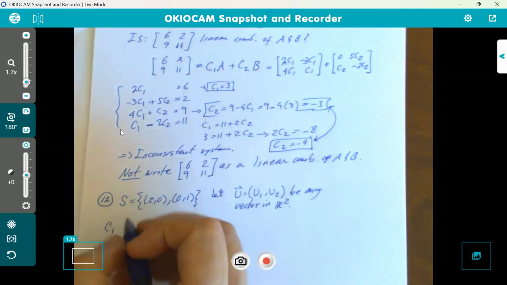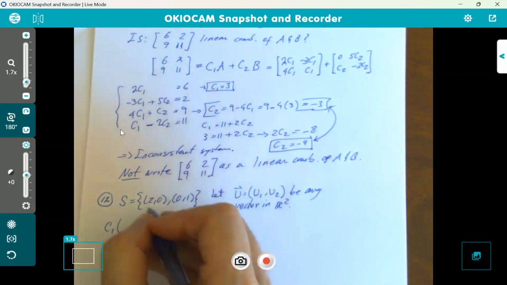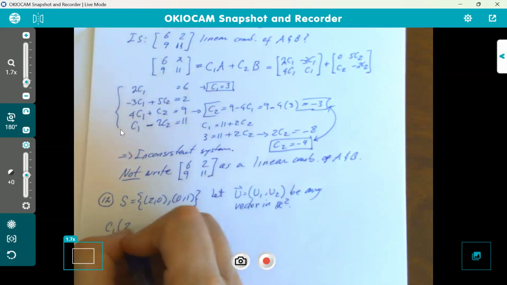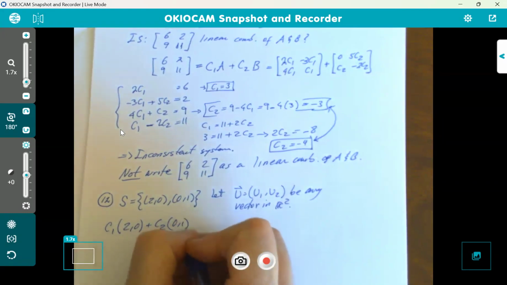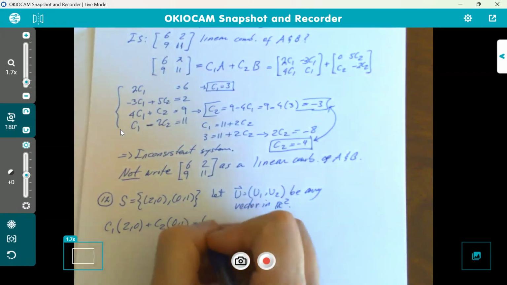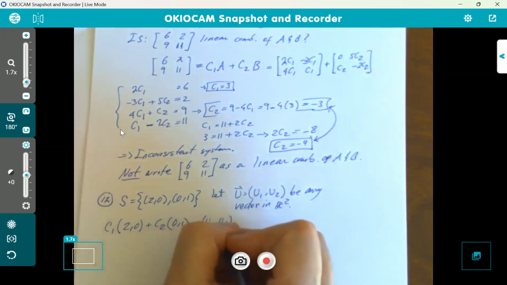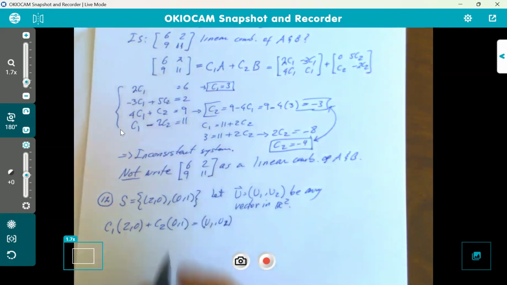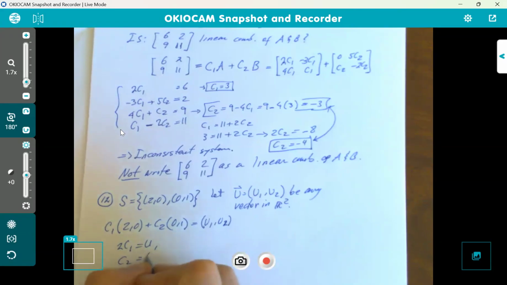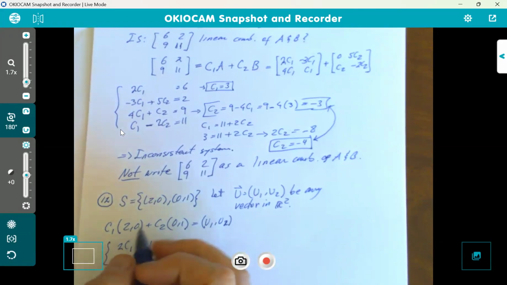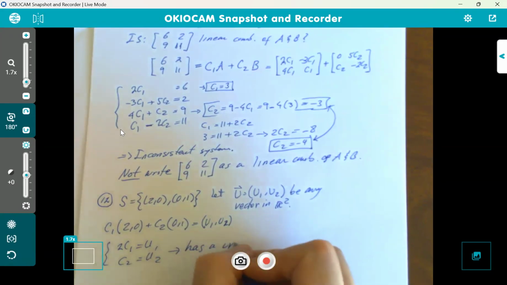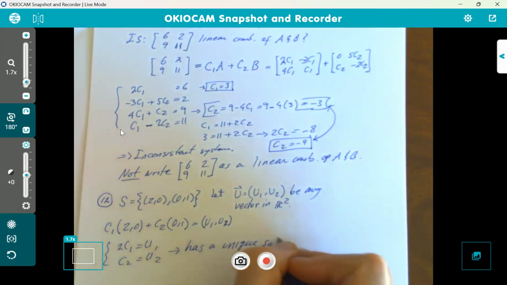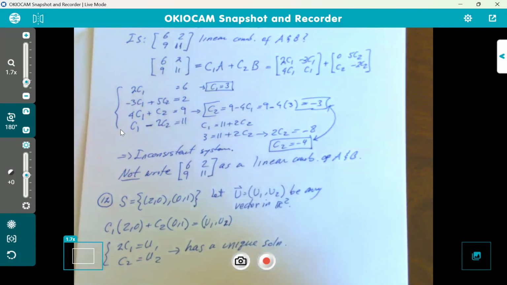Now, C1 times V1, remember that's (2, 0), plus C2 times the second vector in S, (0, 1), should equal all vectors of the form (U1, U2). So that means 2C1 is equal to U1 and C2 is equal to U2. Therefore, this one has a unique solution.